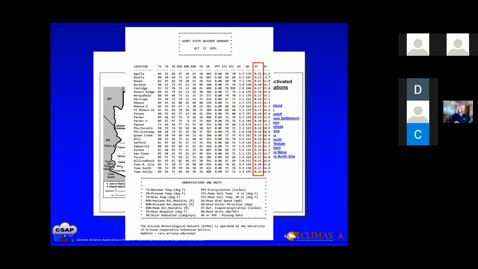You have other options in this site to be able to drill down and look at one station and look back in time. And some of these stations have data back to the mid 80s. And so you can do a real nice climatological analysis, as well as having this near real-time data coming out every day and every hour. There's a nice hourly interface on the ASMET site as well.